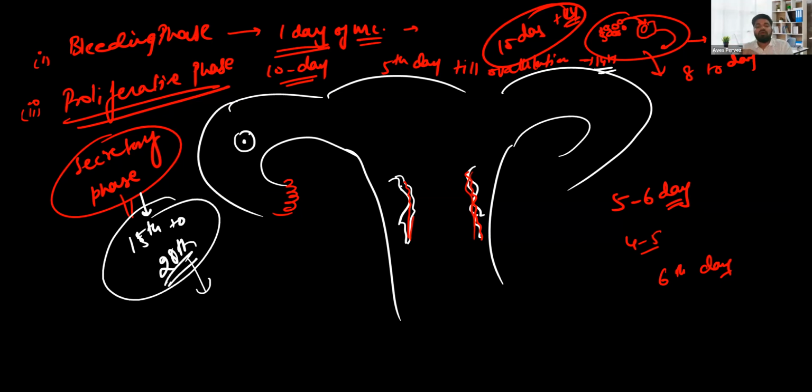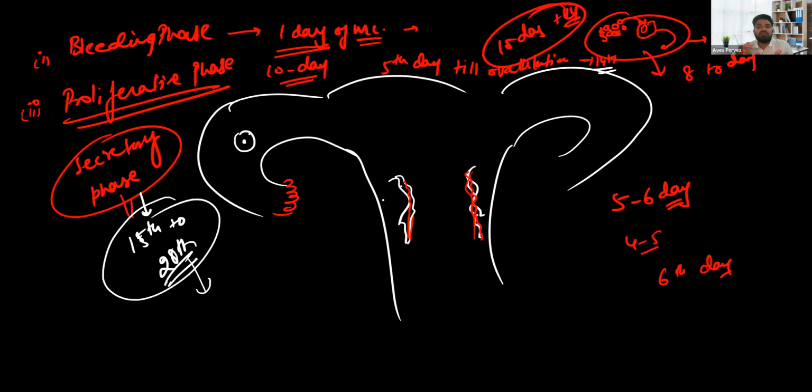So waiting. If fertilization does not occur, what would happen? Again the uterine wall will rupture and the bleeding phase will start again. This is a process that will continue in girls till about 45 to 50 years of age.